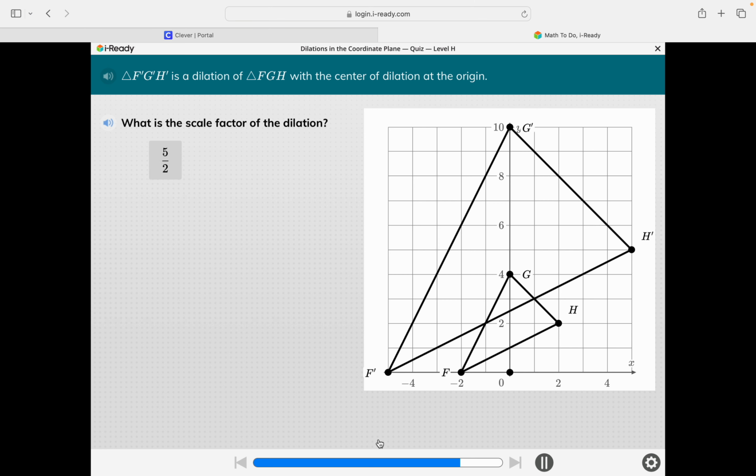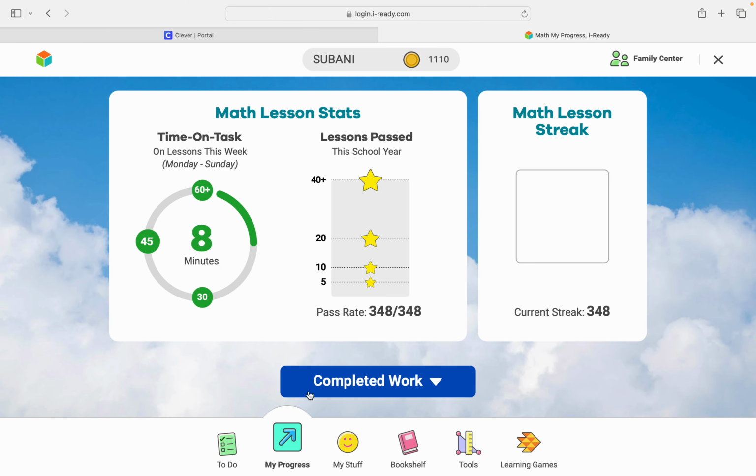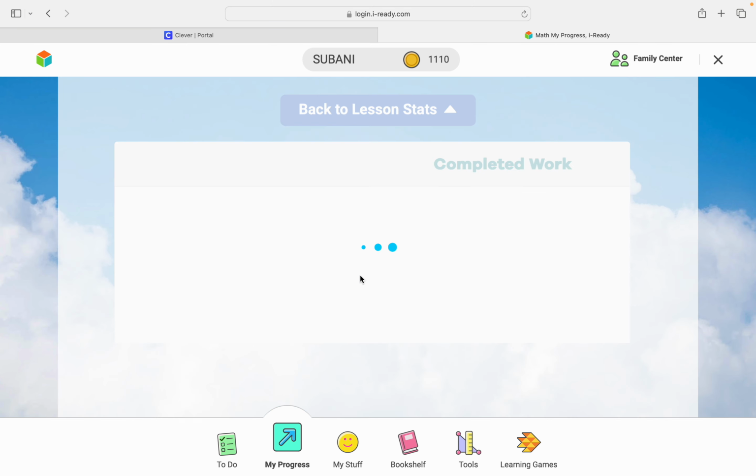I did a mistake. I'm so sorry. We'll go back. We are done. What should I make today, Subani? Nice job. She got 100%, received 20 coins. Sulena, I did a mistake at the last. Almost she got 86%, or 90 something, but normally it's 86. Subani, that was my mistake. Completed work. You have 468 minutes, Subani. 348 lessons passed. You did very well.